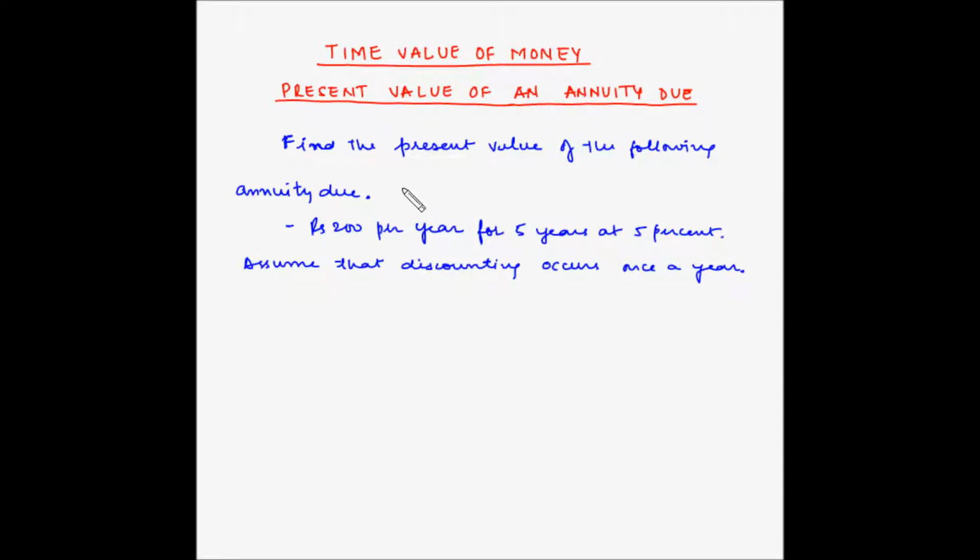Welcome to another example of time value of money. In this example, we'll look at multiple methods of finding out the present value of an annuity due.